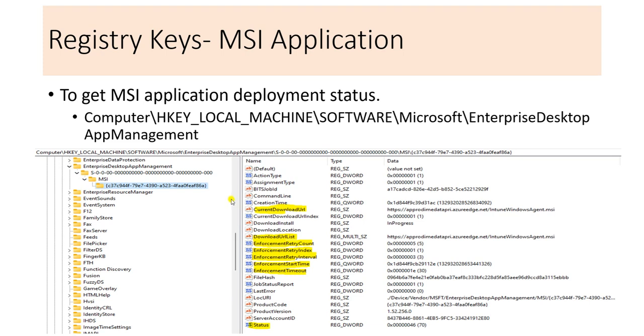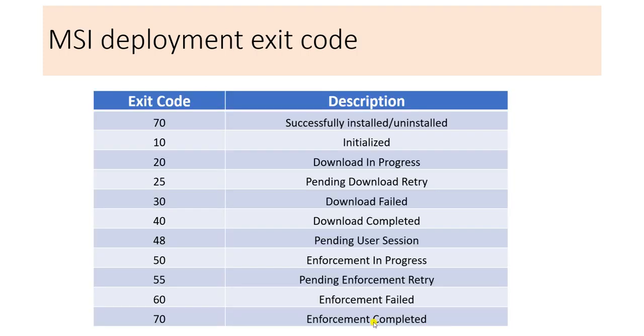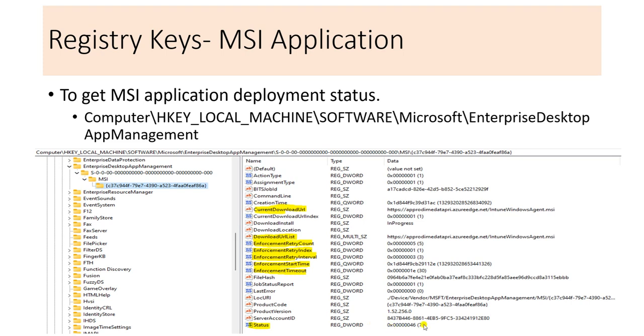Now let us understand the registry key. This is the registry key for the MSI application. Once you go to this path, you can get more details about your MSI application. You can see the current download URL, the enforcement retry policy, how many times it retries, the retry index, the retry interval, the enforcement start time, the hash value which you need to convert, and the enforcement time. And finally the status is here, which is the exit code 70.